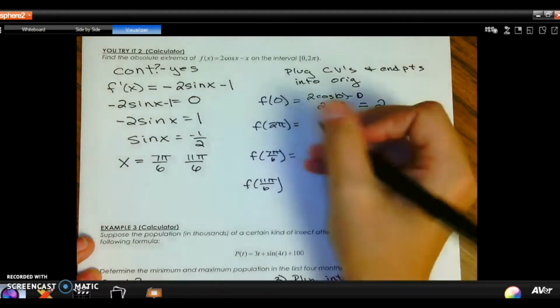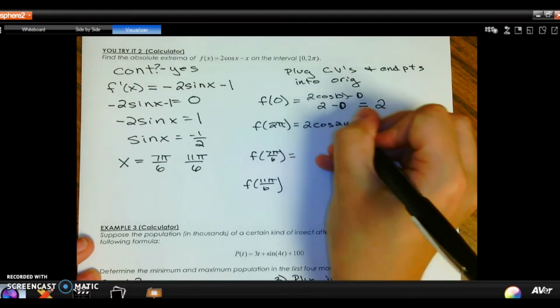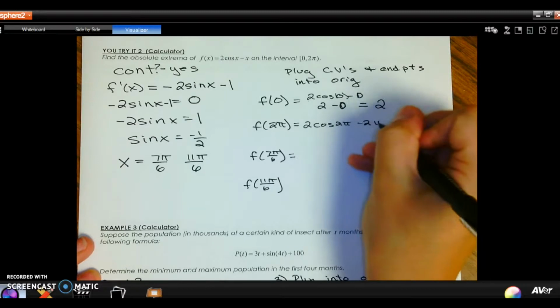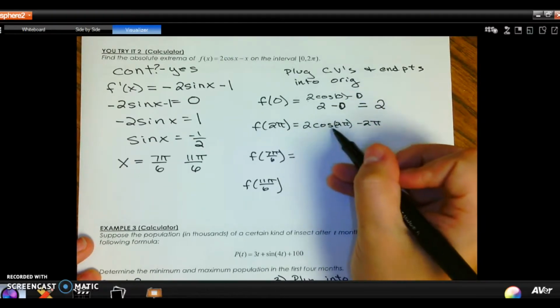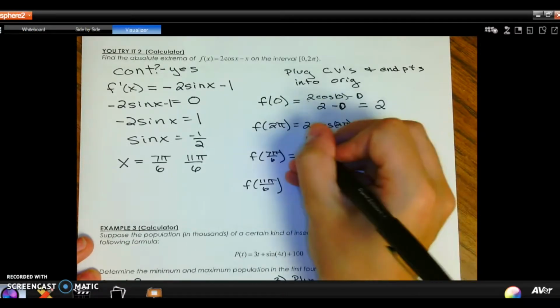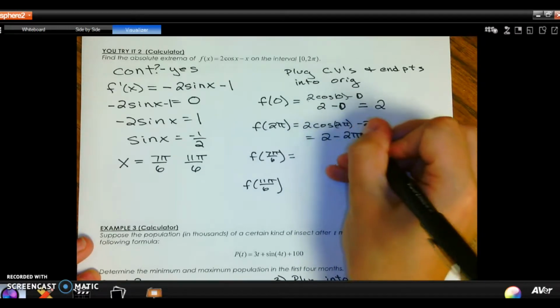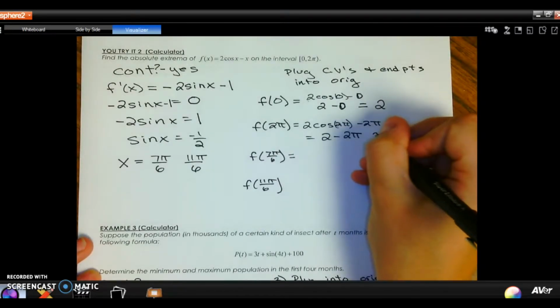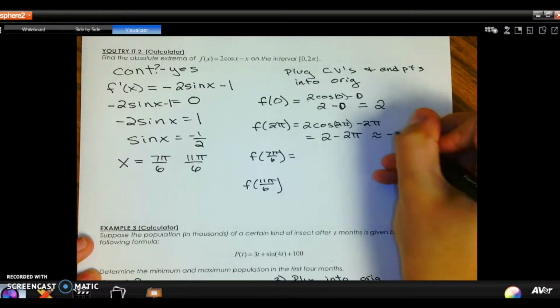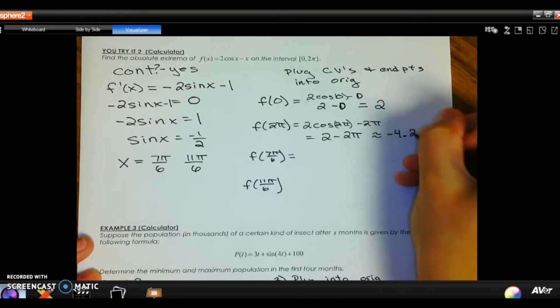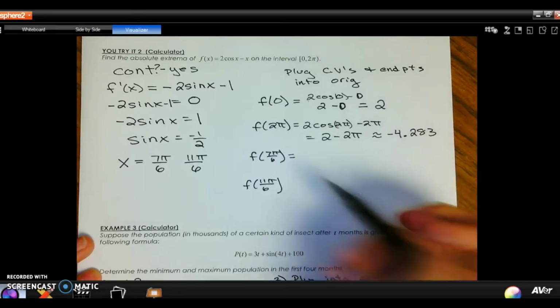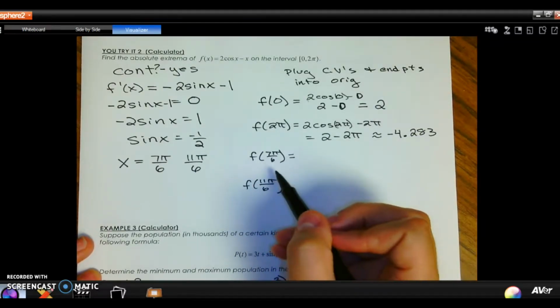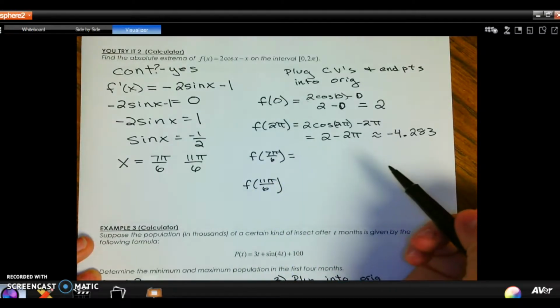When you go to plug in 2 pi, you get 2 times the cosine of 2 pi minus 2 pi. So cosine of 2 pi is, again, just a 1. So you get 2 minus 2 pi. So this equals 2 minus 2 pi. And that's where you may want to go ahead and evaluate that using the pi key on there to get an approximation. So with my calculator, I got that was negative 4.283. And again, I did that because I kind of have a feeling when I go to plug this in, I'm going to get something where I'm not sure what's going to be the max or min here.